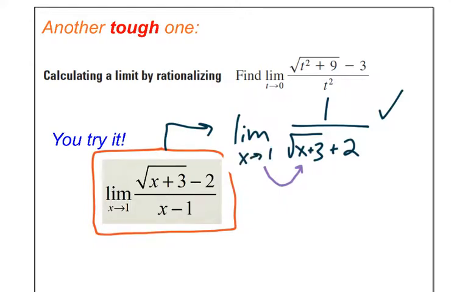x is going to 1. Okay, can I just plug in 1? I remember I couldn't before because that would have made a 0 in the denominator. We're not allowed to do that, so we did this rationalizing and it fixed it. So now, what happens if we plug in 1?